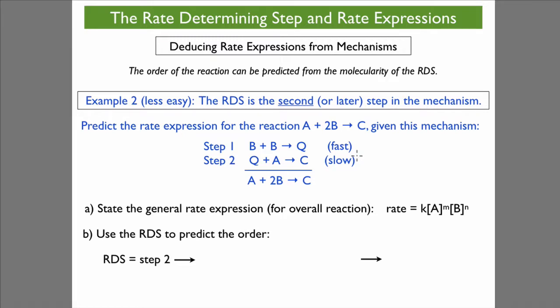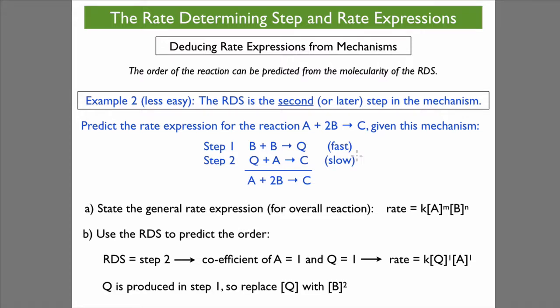The rate determining step is step 2. And so the coefficient of A is definitely 1. And the coefficient of Q is 1. But we can't include Q in the rate expression because it's just an intermediate. But we do know something about Q. What do we know about Q?